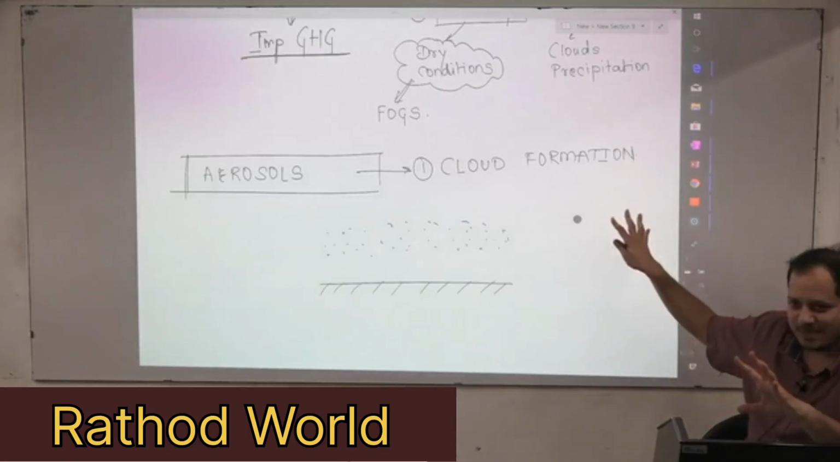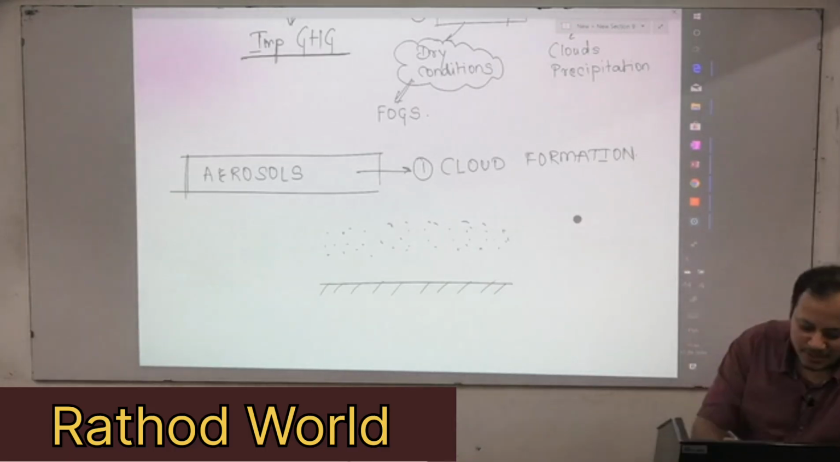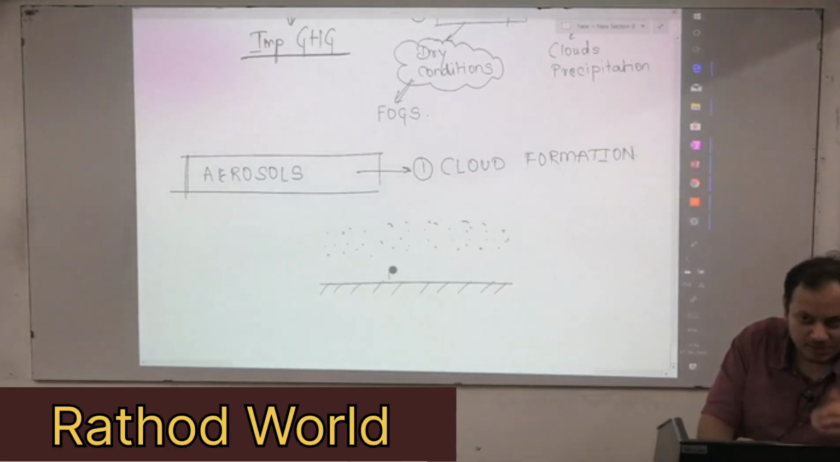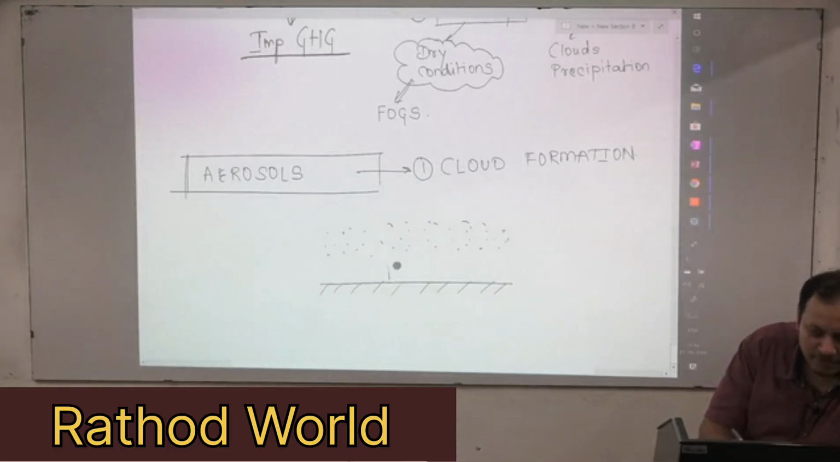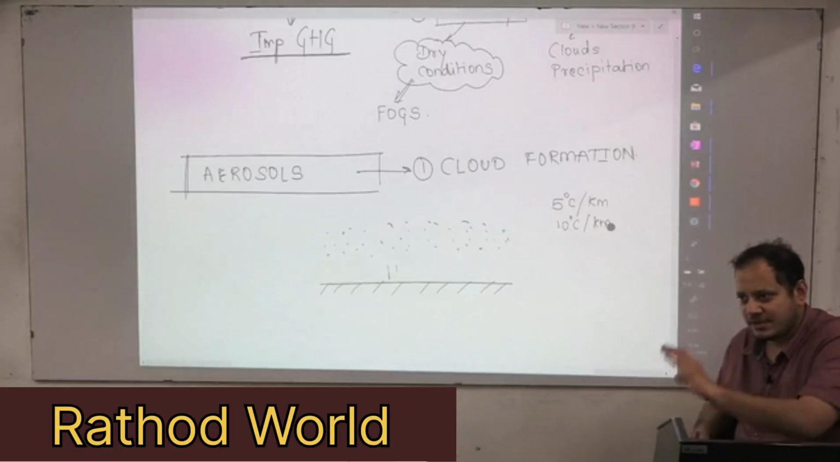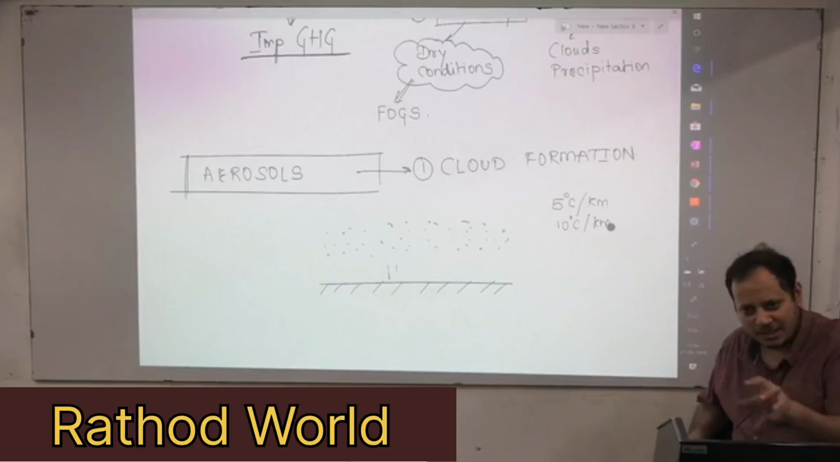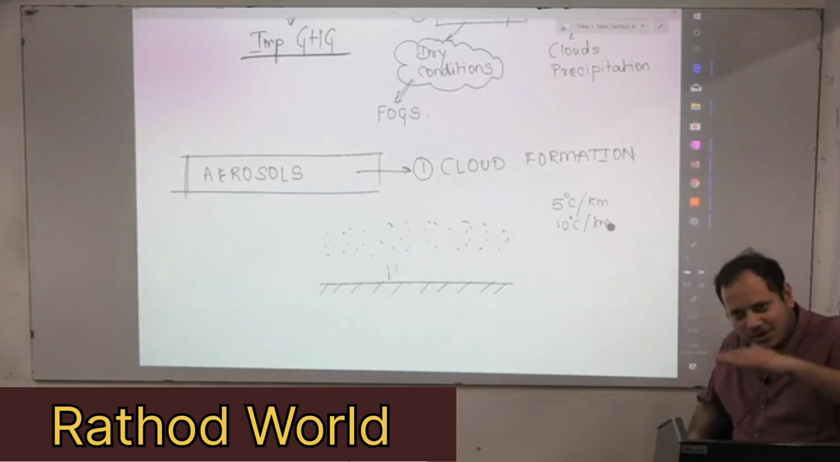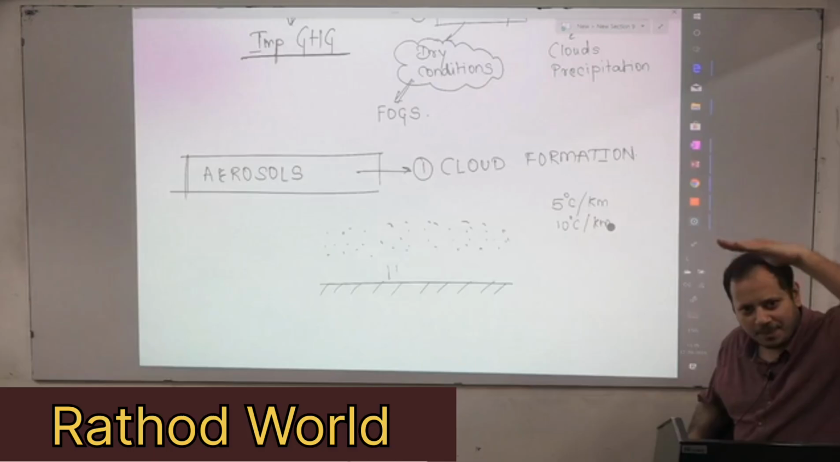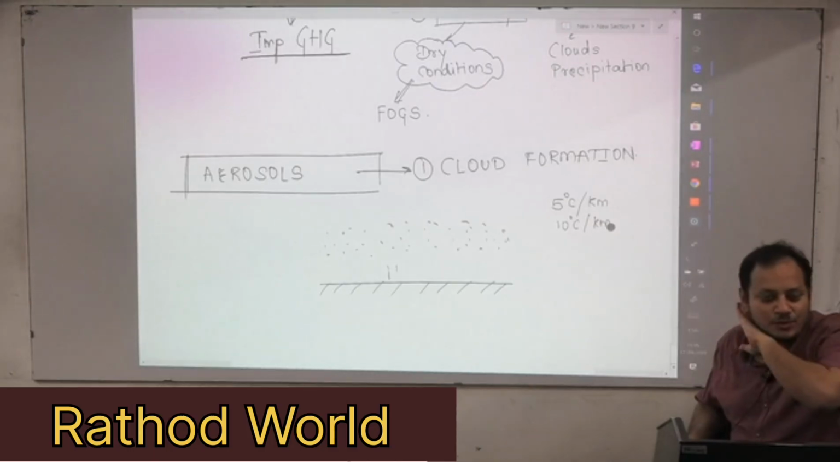So aerosols are present in the atmosphere, suspended in the atmosphere. Water vapor due to evaporation, that is the global hydrological cycle, will go up. This air will start cooling at the rate of 5.5 degrees Celsius for every kilometer, or 10 degrees Celsius for every kilometer. Forget now 6.5 degrees Celsius. First remove from your mind that there is something known as environmental lapse rate. Environmental lapse rate is there, but a parcel of air which is going up and down, which we have been studying in GS so far, that it cools at the rate of 6.5 degrees Celsius, will never cool at that rate.